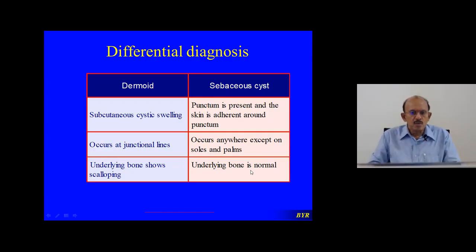Why is there scalloping of the underlying bone in dermoid? Pressure effect means even a sebaceous cyst also has a pressure effect over the bone. Then why is it not producing scalloping for the sebaceous cyst? Why is it producing it only for the dermoid cyst?